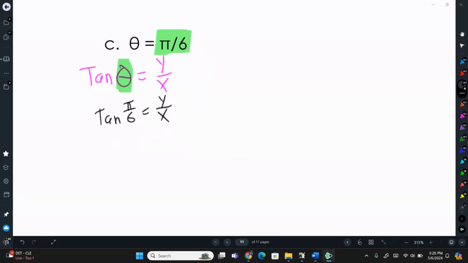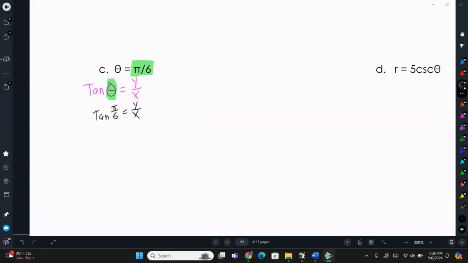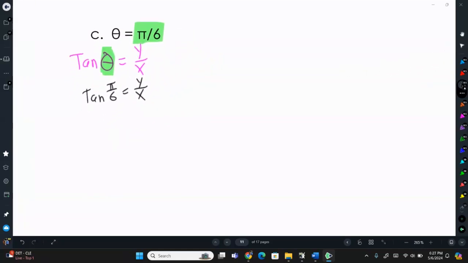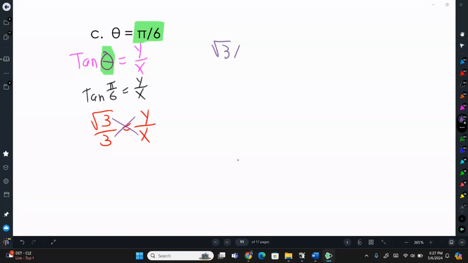Well, we know that the tangent of pi over 6, because it's in the pi over 6 family, is going to be the square root of 3 over 3. That equals y over x. So then we can cross multiply. So that's going to give us the square root of 3 times x equals 3y.